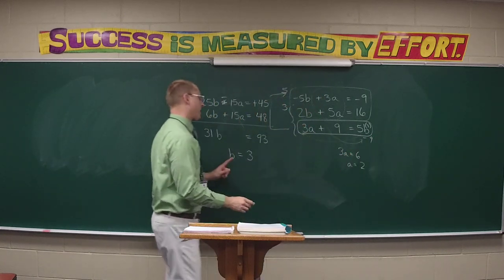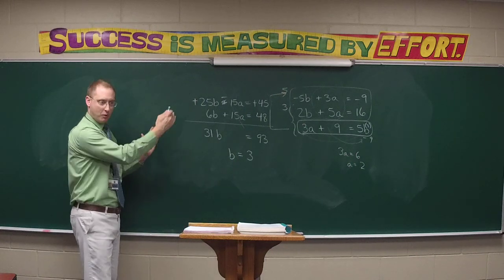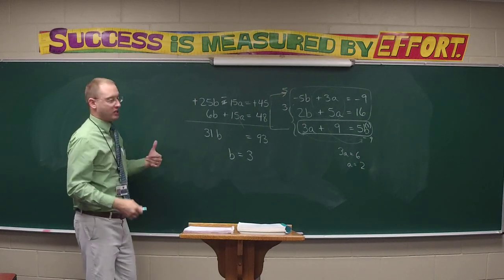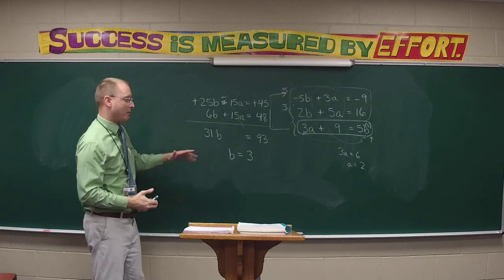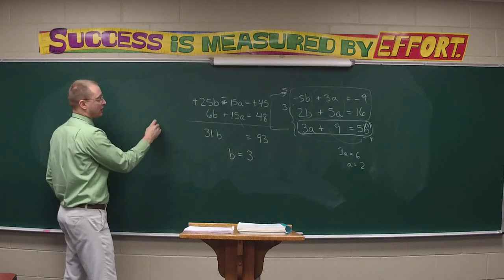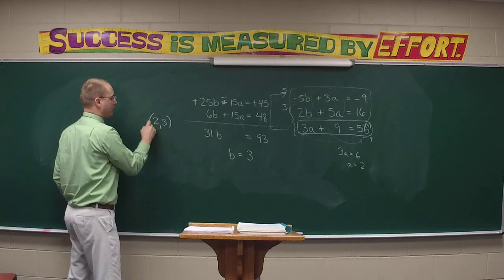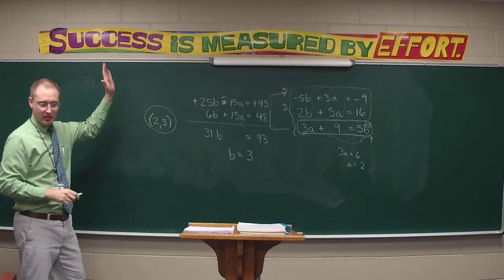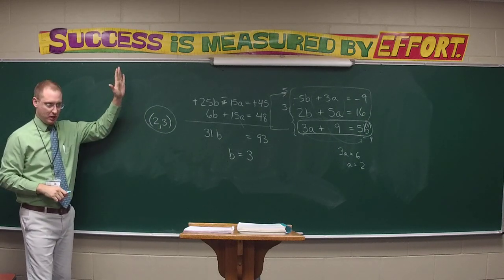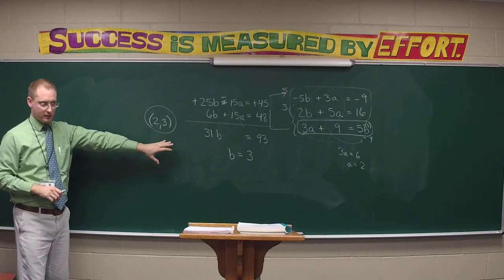So how should I write my answer? Well, normally I put x, comma, y in parentheses. Where it's not x and y, I'm going to go alphabetical a, comma, b. So my answer, class, would be 2, 3. And how many had this answer, regardless of the way in which you approached it? All right, questions on this?